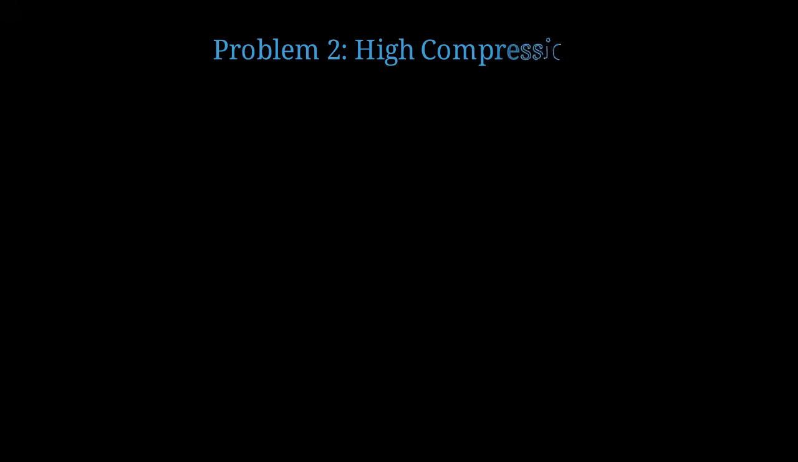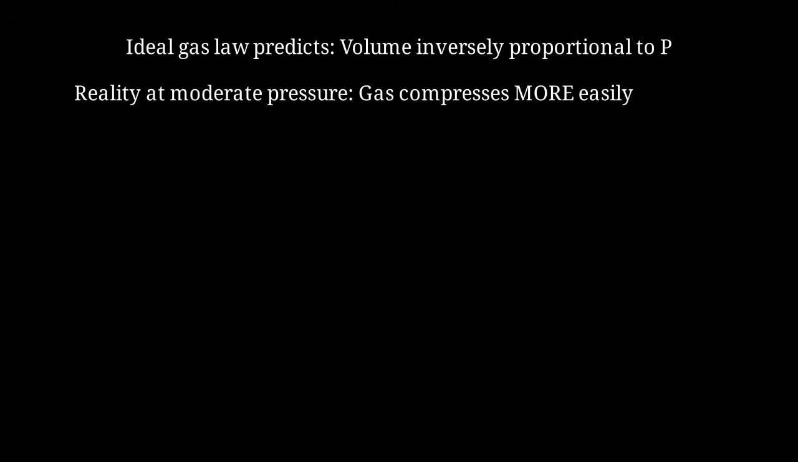The second major problem appeared during high compression experiments. Engineers tried to compress gases to very high pressures. The ideal gas law predicts that volume should be inversely proportional to pressure. Double the pressure, halve the volume. Simple. But reality was different. At moderate pressures, gases compress more easily than the ideal law predicted. The volume decreased faster than expected.